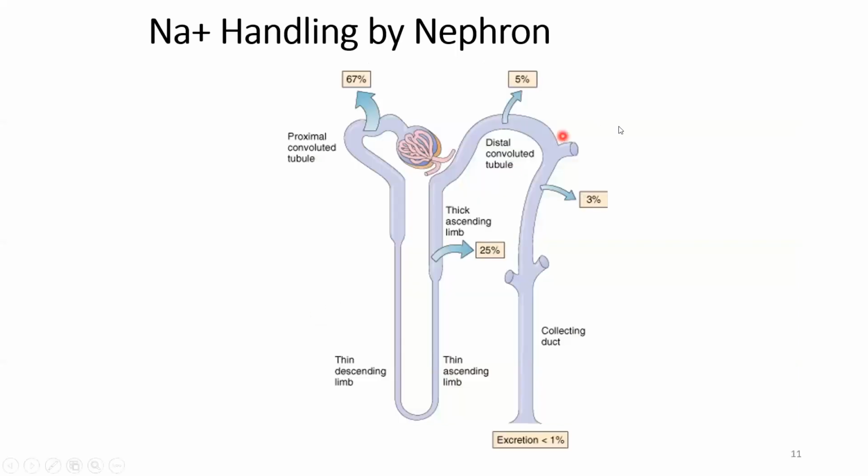So how does the nephron handle sodium? Now, this is where I deviate from Guyton and favor BRS and Costanzo, in the sense that BRS basically deals with tubular function according to ions or according to the substance. It makes more sense.